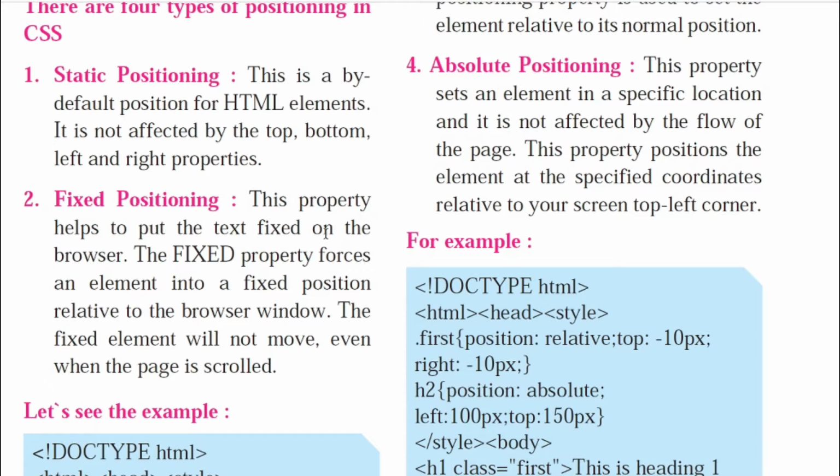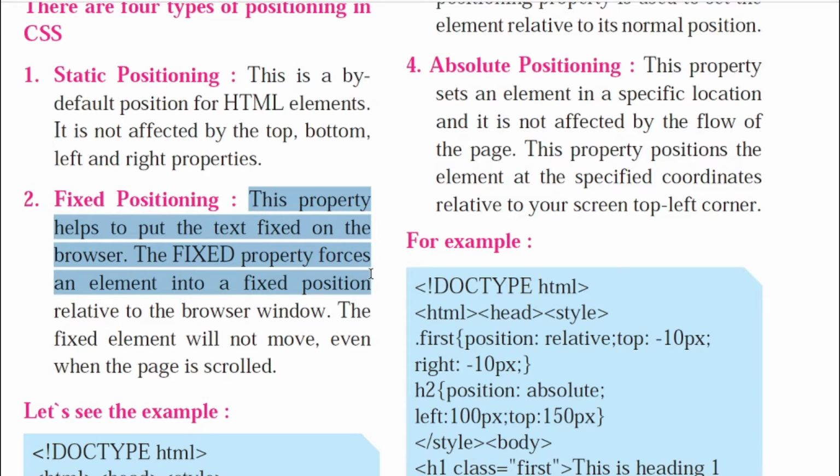The first one we talk about is fixed positioning. The name itself suggests fixed, means a particular fixed place. This property helps to put the text fixed on the browser. The fixed property forces an element into a fixed particular position, that is relative to the browser window. The fixed element will not move even when the page is scrolled. So it is basically stuck at a particular position. Even if you scroll, the place of that particular part will remain fixed.